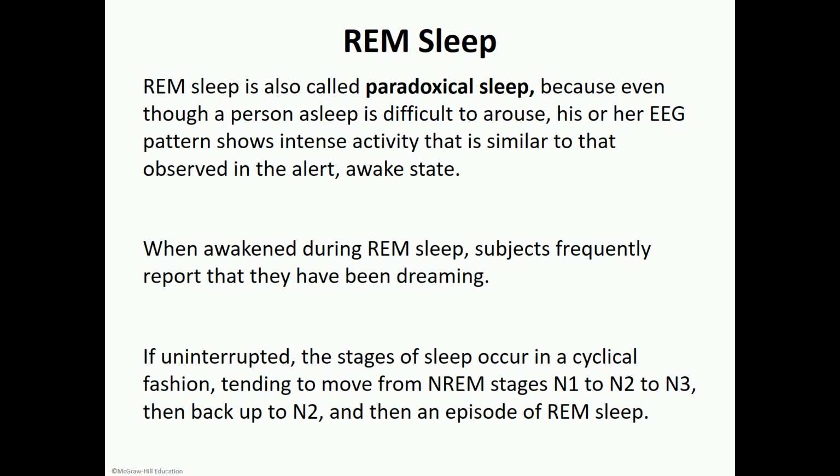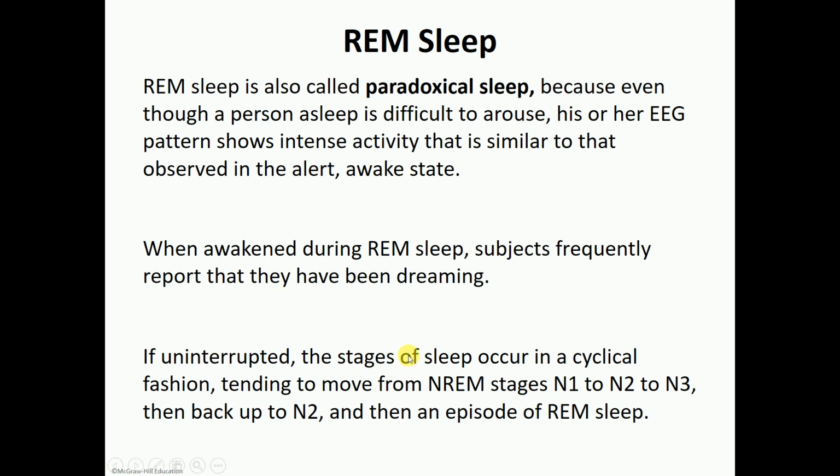Now REM sleep is also known as paradoxical sleep because again, the patient is deeply asleep. It is harder to wake up someone in that stage of sleep. But the EEG is extremely active. We are getting these beta waves that are associated with alertness. If you wake up a patient or person during REM sleep, this is when they will tell you, oh, I was just dreaming right now. So they would report that they were dreaming.